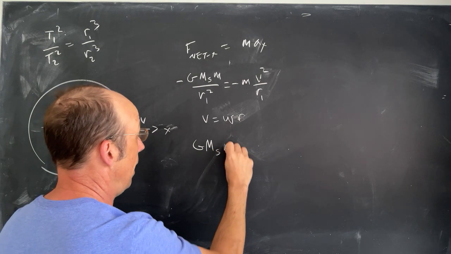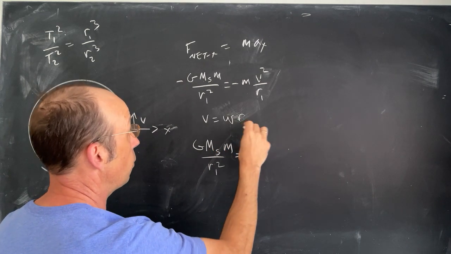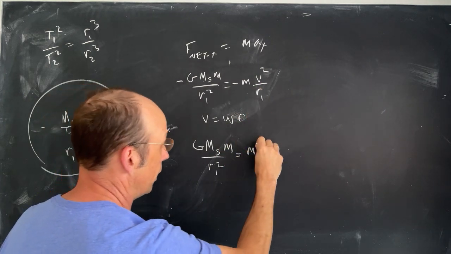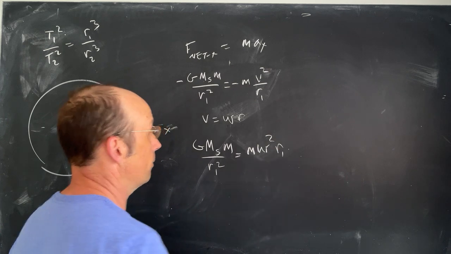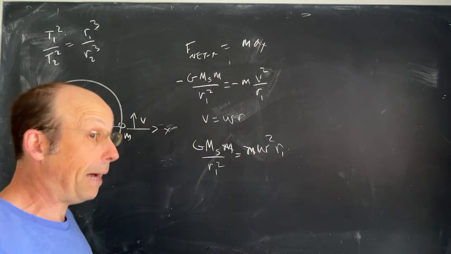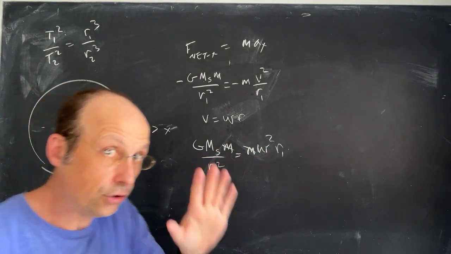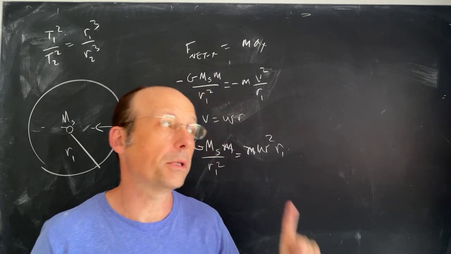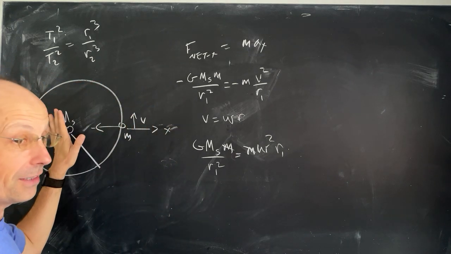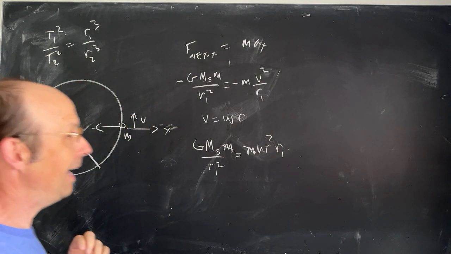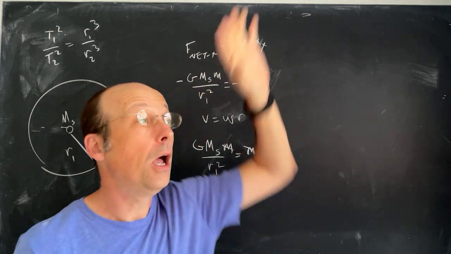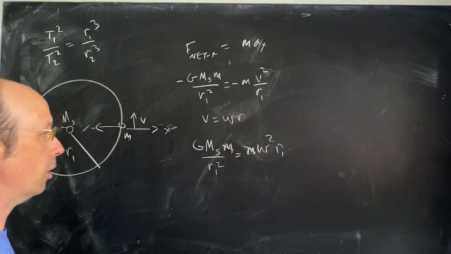G, mass of the sun, mass, over r1 squared equals mass, and then I get omega squared r1 over r1. So I get omega squared r1. Okay, so the mass of the planet cancels. And again, that's only true for, one, circular orbits, and two, orbits in which the sun does not move. Which technically it would, and that's one of the ways we detect extrasolar planets around other stars. Kind of awesome. Maybe we'll talk about that later.